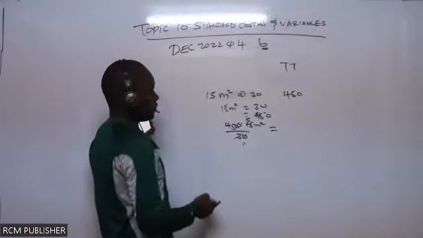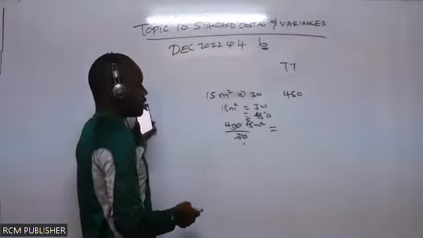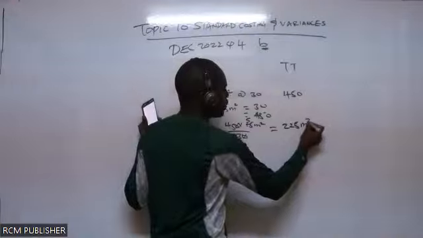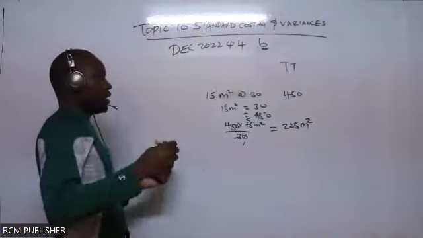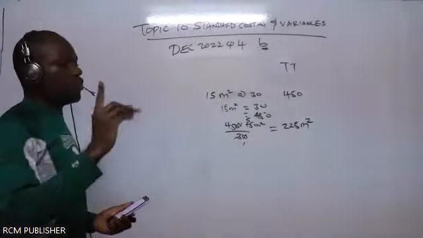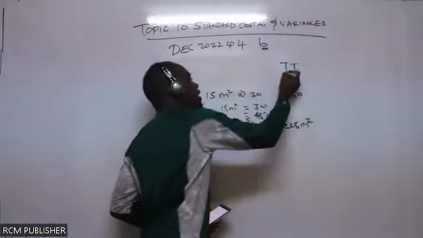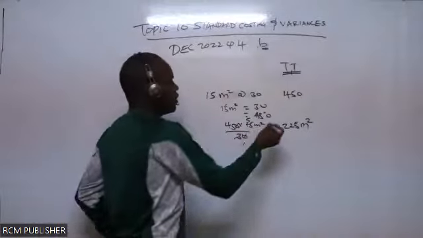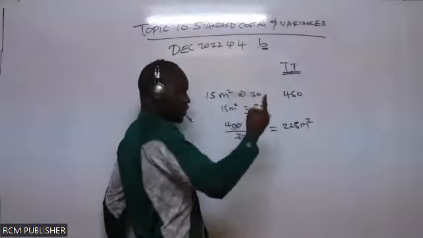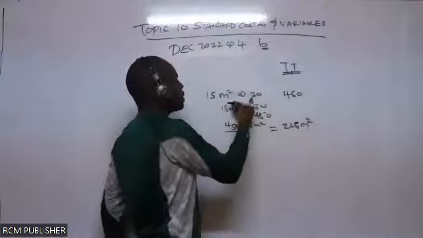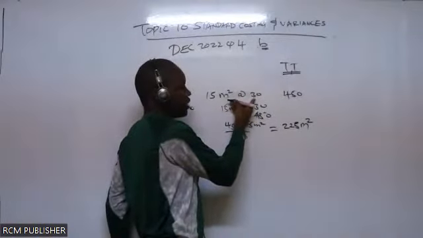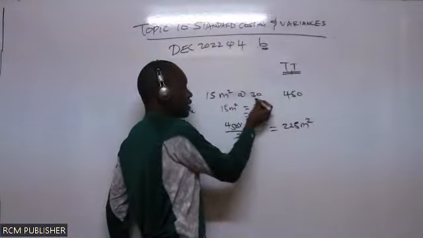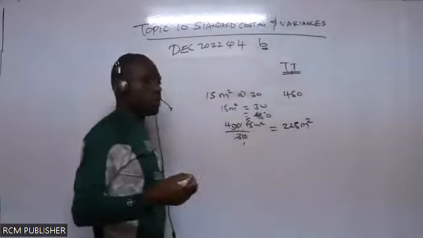45 by 5. Okay, by 2 is 90, by 4 is 180. Good, 225 square meters. That is the raw material that we need to produce one finished product of TT. But for this number of meters, the cost for every 15 meters is 30 shillings. So we can get the cost per meter.